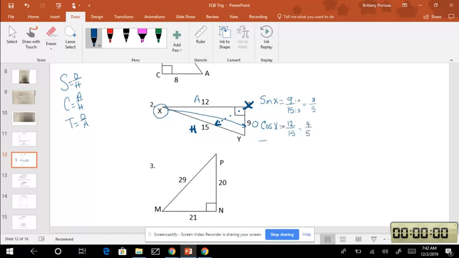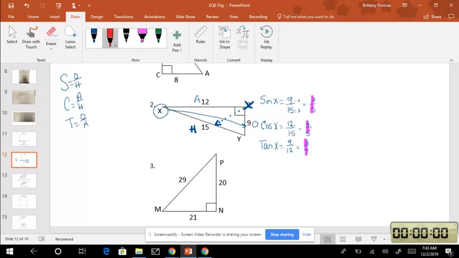The last one is tangent of X. Tangent is opposite over adjacent. Our opposite side is labeled 9. Our adjacent side is labeled 12. Reduce that, you get 3 over 4. Notice none of these should be the same. So for one angle, your sine, your cosine, and your tangent are 3 different ratios, because they use 3 different sets of sides.